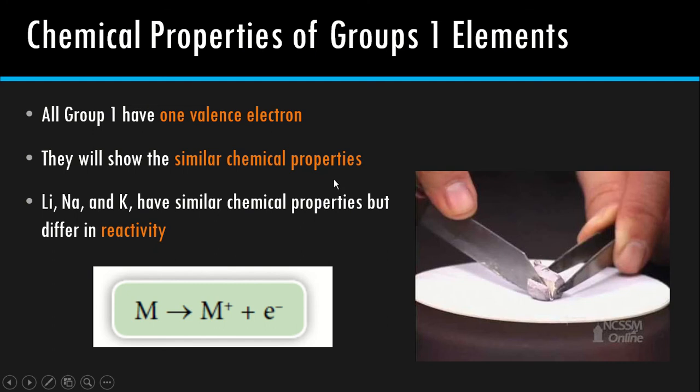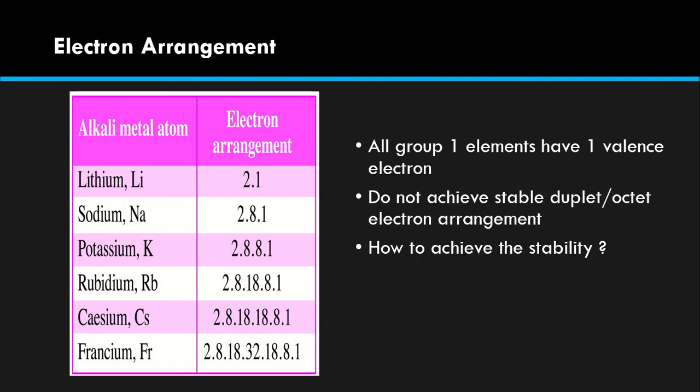We already learned in Chapter 2 how to know the chemical properties. We look at the number of valence electrons. If it is the same, it means they show the same chemical properties. Okay, for example, lithium, sodium, and potassium have similar chemical properties but differ in reactivity. Reactivity is how vigorous they react. Okay, I will show you in detail next.